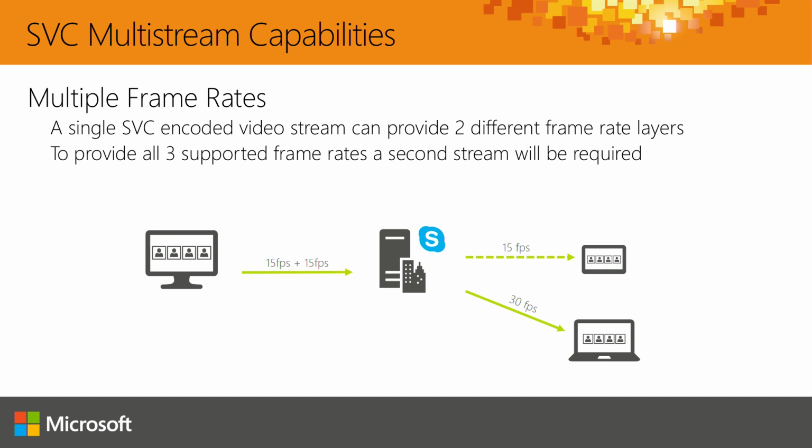tablet joins, what will happen? The tablet, let's say, requests a conferencing server stream of 15 frames per second. That's actually the frame rate it supports. In this case, the server doesn't need to do anything. It doesn't need to ask the sender to send something else. It will already recognize that the stream coming from the desktop has 2 layers, enhanced 15 and basic.